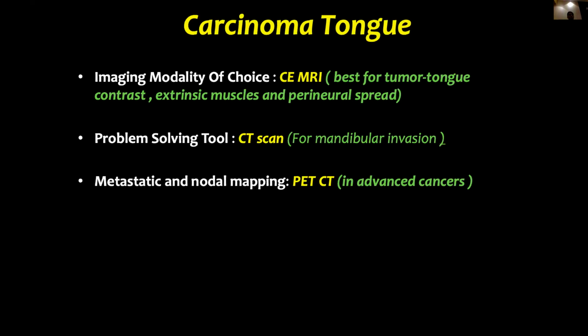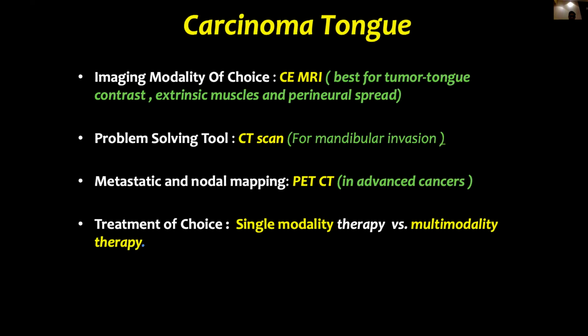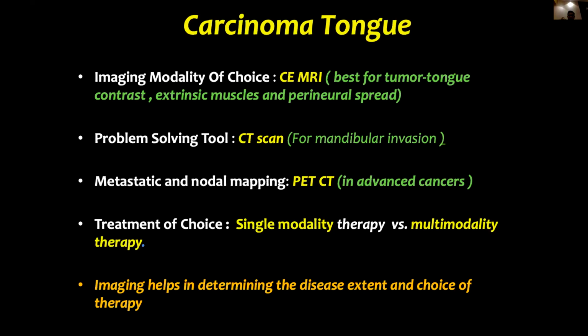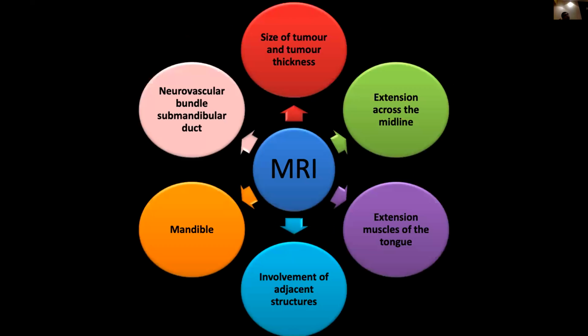I recommend that in resource-constrained countries, CT thorax is adequate for assessment of pulmonary metastasis. Treatment of choice, single modality versus multimodality treatment, depends on the type of the disease, and imaging helps in the assessment of the disease extent and the choice of therapy. So what would you look for on a tongue cancer MRI?